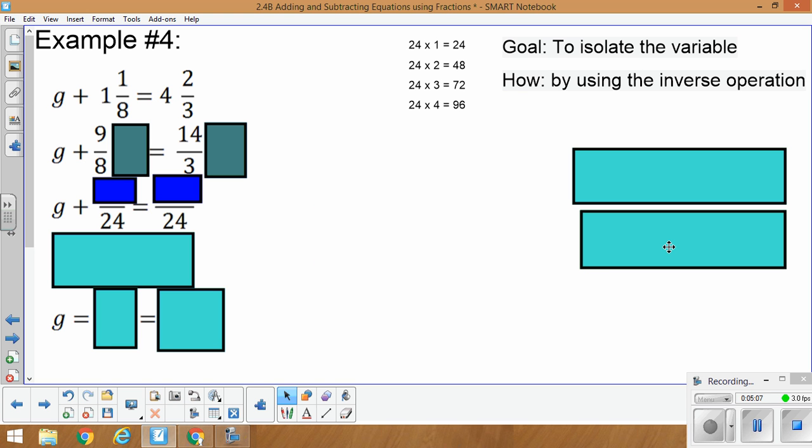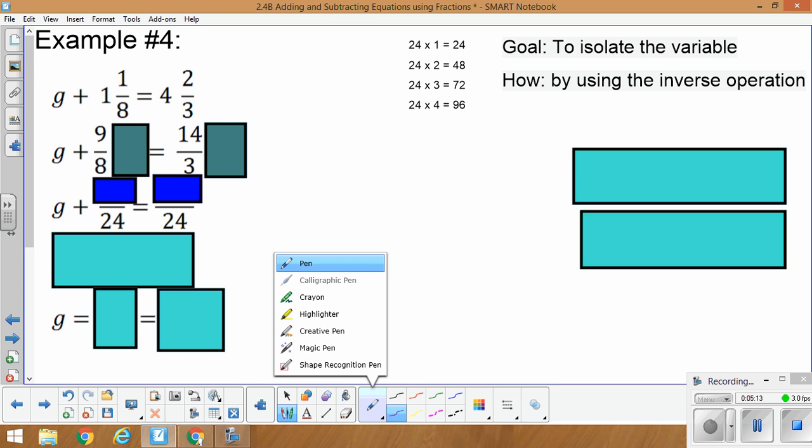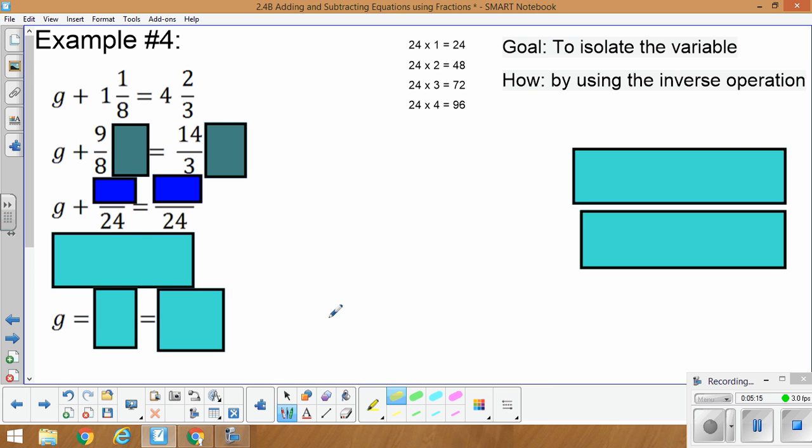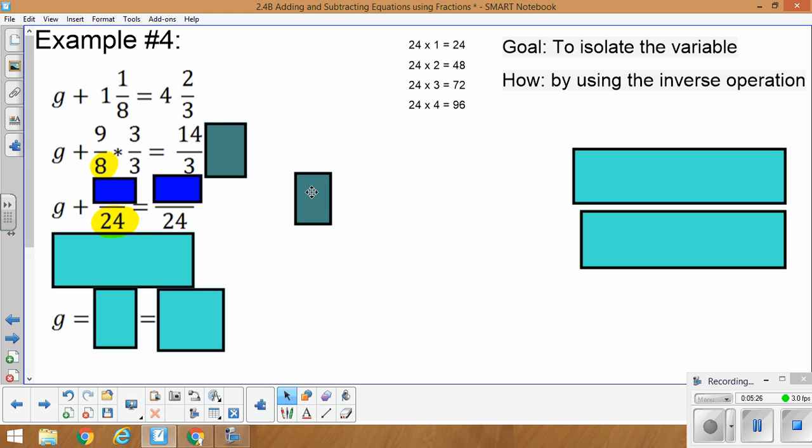So remember, whatever I do to my old denominator, I must do to the numerator to find my new. So 8 times what is 24? Hopefully you're saying times 3. So if I multiply the denominator by 3, I multiply the 9 by 3 to get 27.